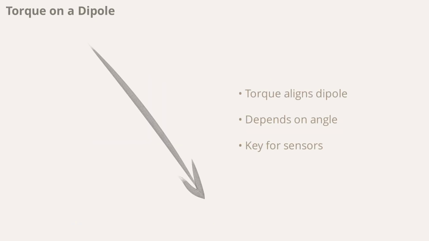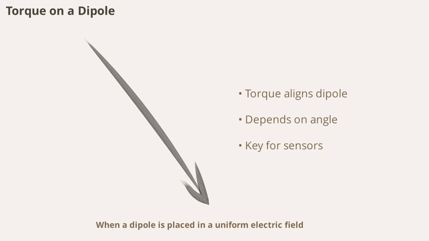When a dipole is placed in a uniform electric field, it experiences a torque that tends to align it with the field. The magnitude of the torque depends on the dipole moment and the angle between the dipole and the field. This effect is important in understanding the behavior of molecules and the operation of certain sensors and devices.